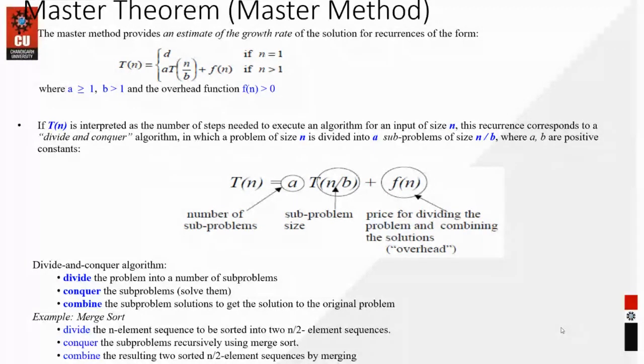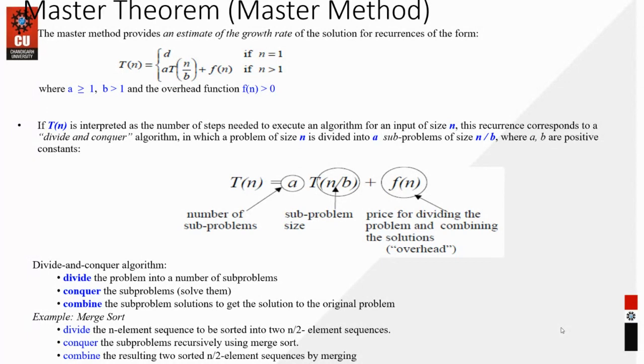So now you can see the divide and conquer algorithm, like what we are doing: divide the problem into a number of sub problems, conquer the sub problems, and combine the sub problem solutions to get the solution to the original problem. I have already discussed some techniques of designing and analysis of algorithms, like divide and conquer. We can apply the divide and conquer process for merge sort, and for quick sort we can apply this.